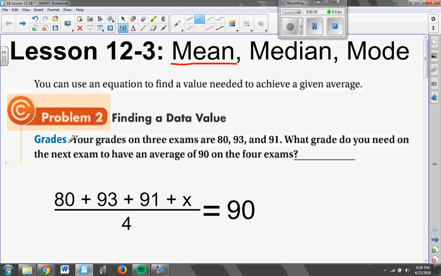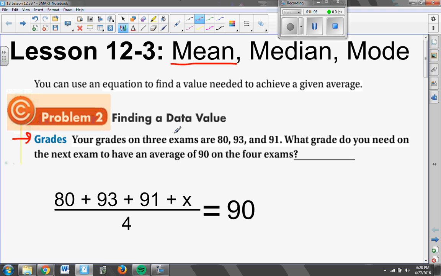So if we look at this particular example here, we are talking about grades on 3 tests that we have taken in a certain class. Our grades out of 100 so far are 80, 93, and 91. All very good grades. Obviously we are a very capable student. And we're asking here, what grade would we need on the next exam to have an average of 90 on the 4 tests?